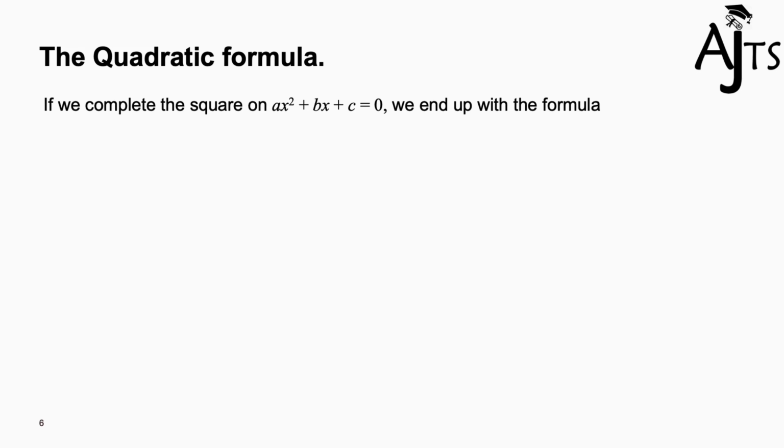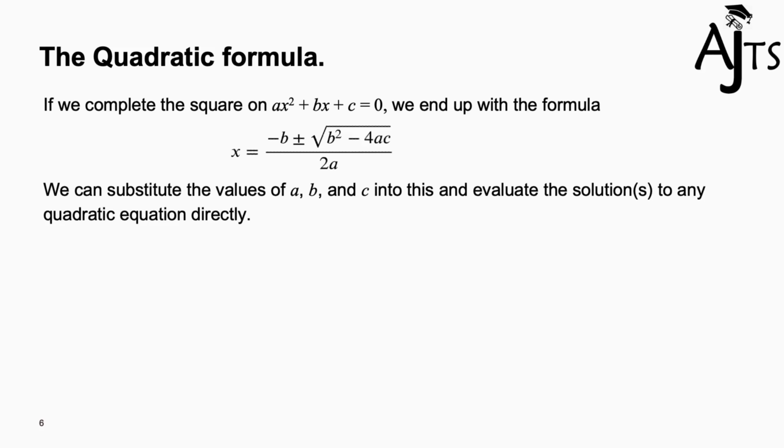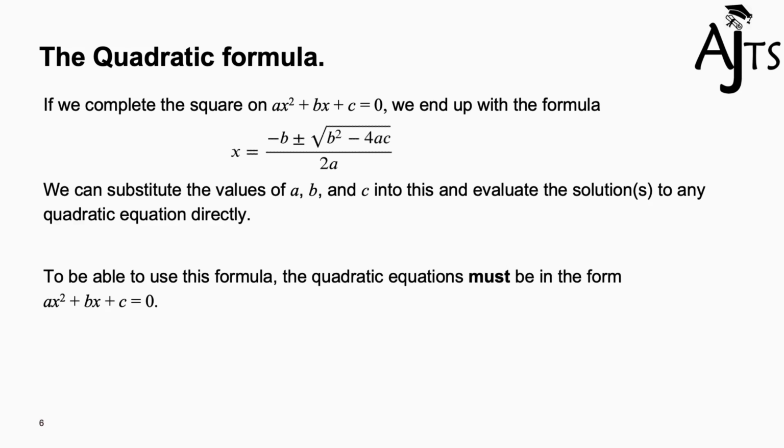The quadratic formula. By completing the square on the general quadratic equation ax² + bx + c = 0, we obtain the quadratic formula. This formula allows us to substitute the values of a, b, and c directly to find the solutions of any quadratic equation. To apply the quadratic formula, the equation must first be written in the standard form ax² + bx + c = 0.